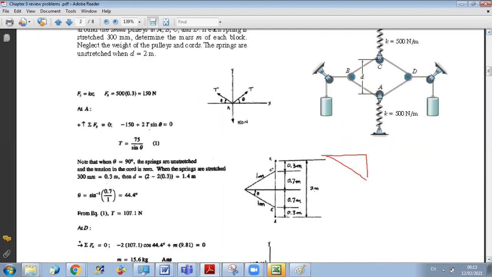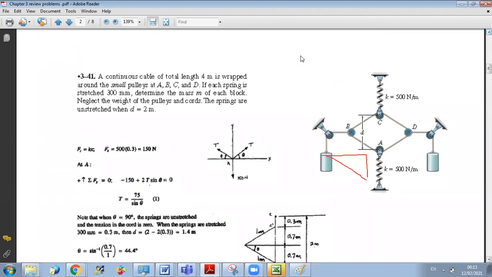Okay, another problem. A continuous cable of total length 4 meters is wrapped around small pulleys at A, B, C, and D. If each spring is stretched 300 millimeters, determine the mass M of each block. Neglect the weight of the pulleys and force. The springs are unstretched when D is equal to 2 meters.